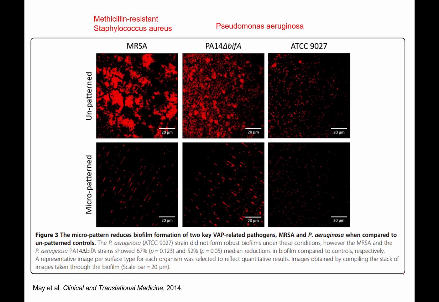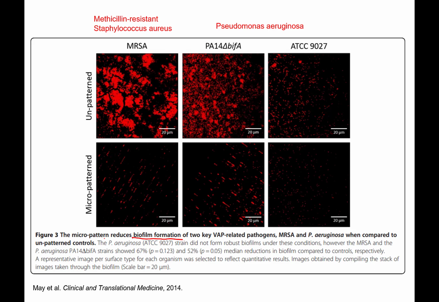So now I want to show you a few results from their study. So this is looking at biofilm formation onto these patterned surfaces. So we have micropatterned on the bottom, and then the unpatterned control polydimethylsiloxane on the top. And they looked at 3 different bacteria. So up at the top, we have MRSA, methicillin-resistant Staphylococcus aureus. So that's an antibiotic-resistant bacteria. And then on the 2 right columns, they have Pseudomonas aeruginosa. So these are 2 different strains.